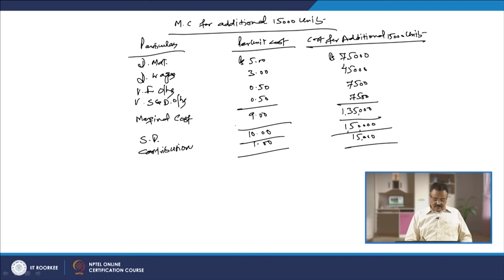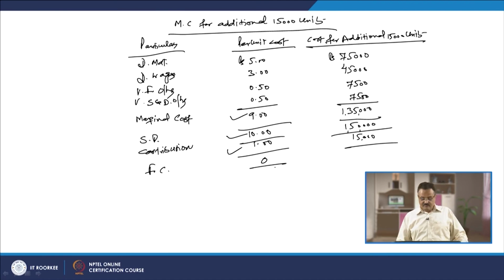So, now the marginal cost is 9 rupees, the selling price offered by the foreign buyer is 10 rupees, and we have a contribution of 1 rupee. And when you talk about the fixed cost for the additional production of these 15,000 units, this amount is 0, or nil, because the plant capacity is already there, so no additional fixed cost. Those additional 15,000 units can easily be manufactured, right.